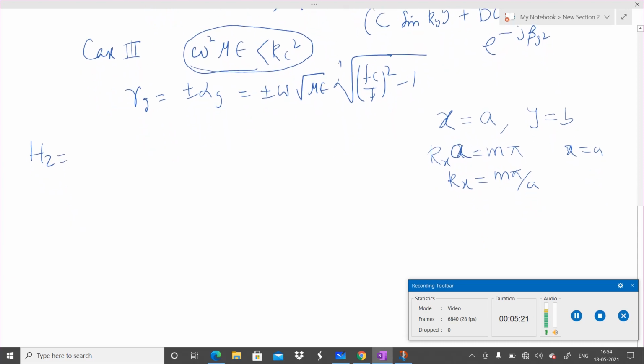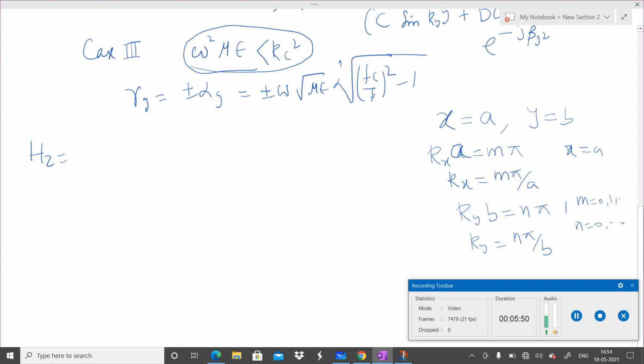Similarly, at the other boundary condition b, we have ky times b equal to some n pi, so ky will be n pi by b. That is why we can write these kx and ky, the wave constants, in terms of multiples of pi and the dimensions of the waveguide. The integers m and n can be 0, 1, and so on. They will determine the different modes.